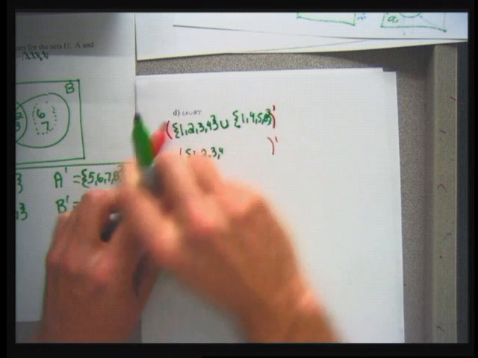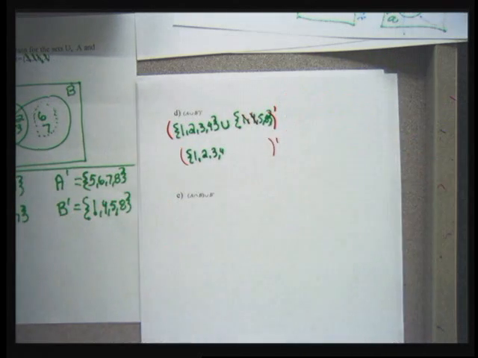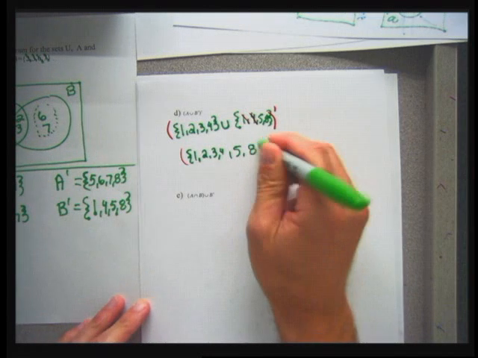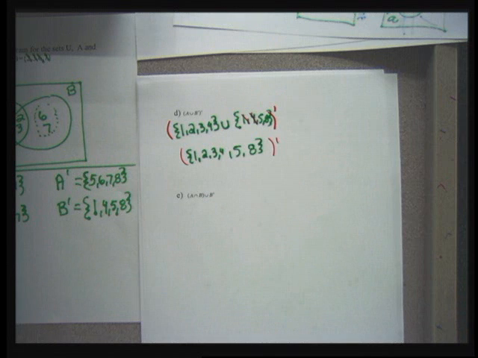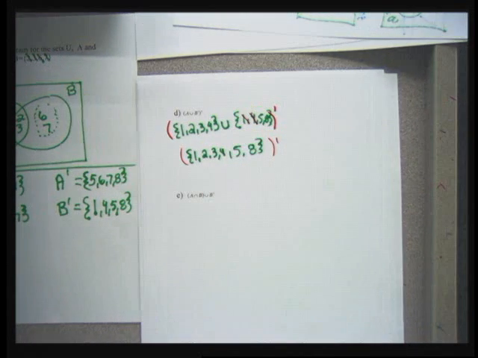And I'm going to add to it anything I haven't included in the right set. The right set has 1, 4, 5, and 8. I've already included 1 and 4, so I want to add 5 and 8 to it. So that's the parentheses. The parentheses, A union B prime, turn into the set 1, 2, 3, 4, 5, and 8.